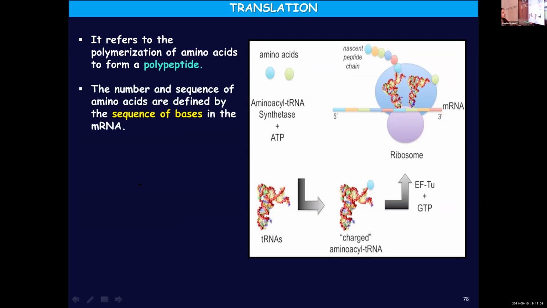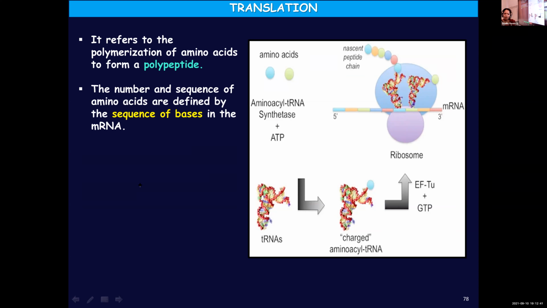And the number and sequence, how many amino acids or what are the amino acids, in what sequence, which amino acid comes first, what is next, what is the third one, all that is decided by the sequence of bases present in messenger RNA. Clear? You know that each triplet codon codes for a particular amino acid. So depending upon the sequence of nitrogen bases, depending upon the triplet sequences present there, accordingly the amino acids will be joined together to form a protein.